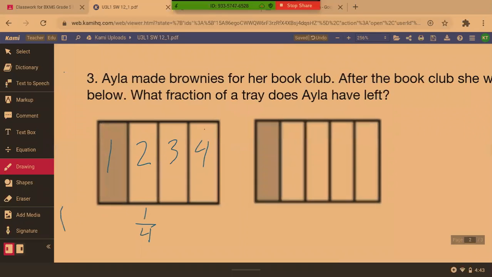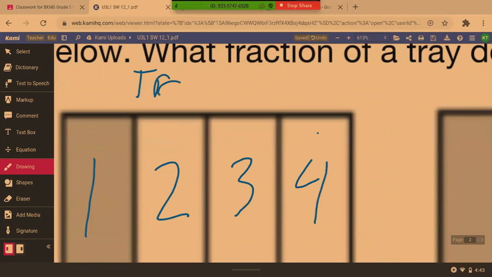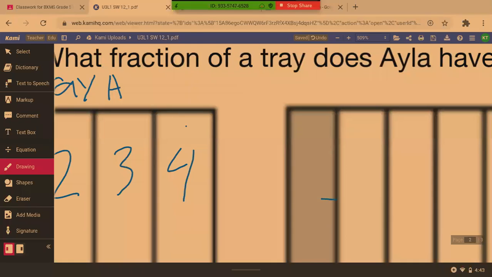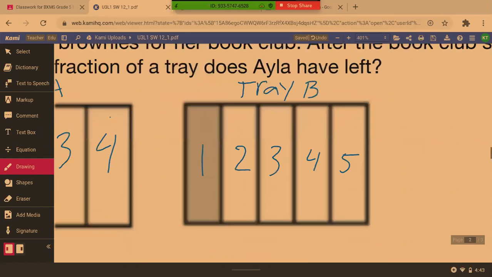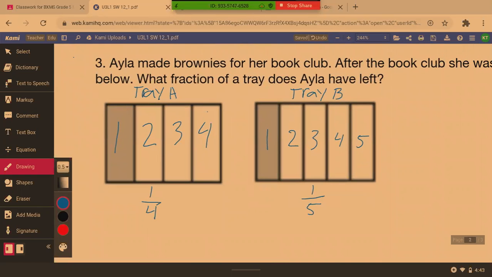And then let's go over here. I'm going to label this tray A, and then tray B. Tray B has 1, 2, 3, 4, 5. It was cut into 5 sections. And we can see that all these were eaten, but she was left with 1. So 1 out of 5. What fraction of a tray does Aliyah have left?